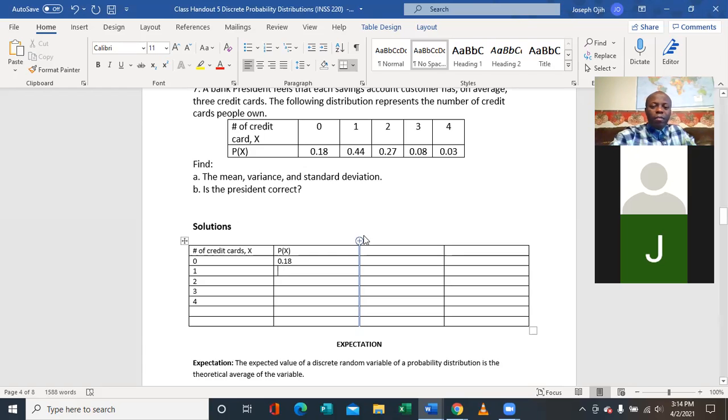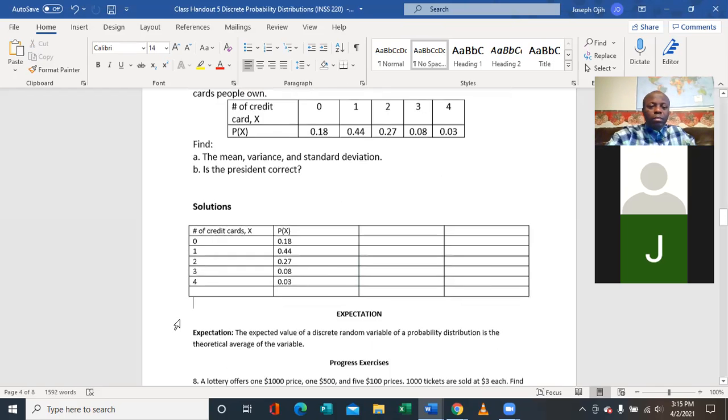It says for those that have 1 credit card, it is 0.44. For 2 credit cards, 0.27. For three credit cards, it's 0.038. And for four, 0.03. Okay.